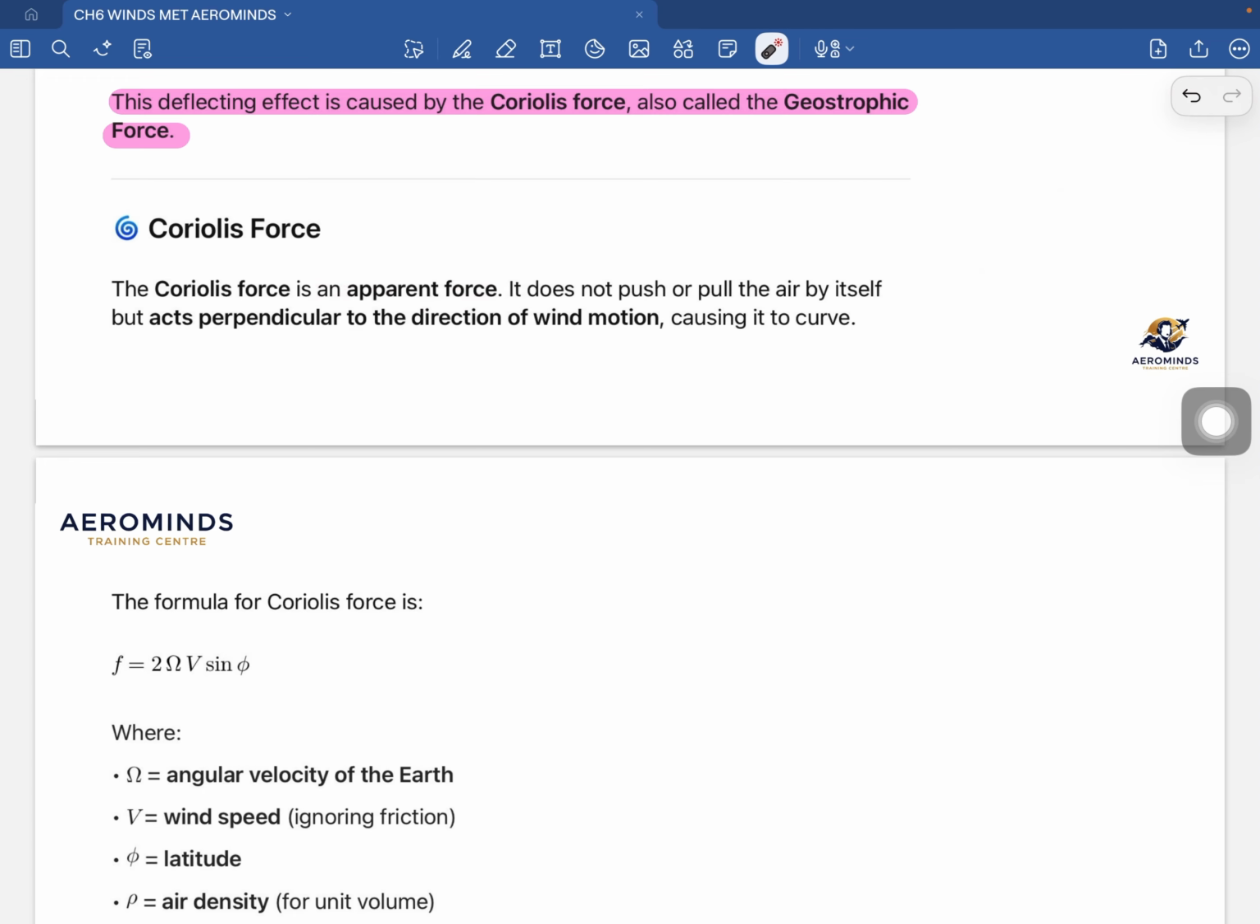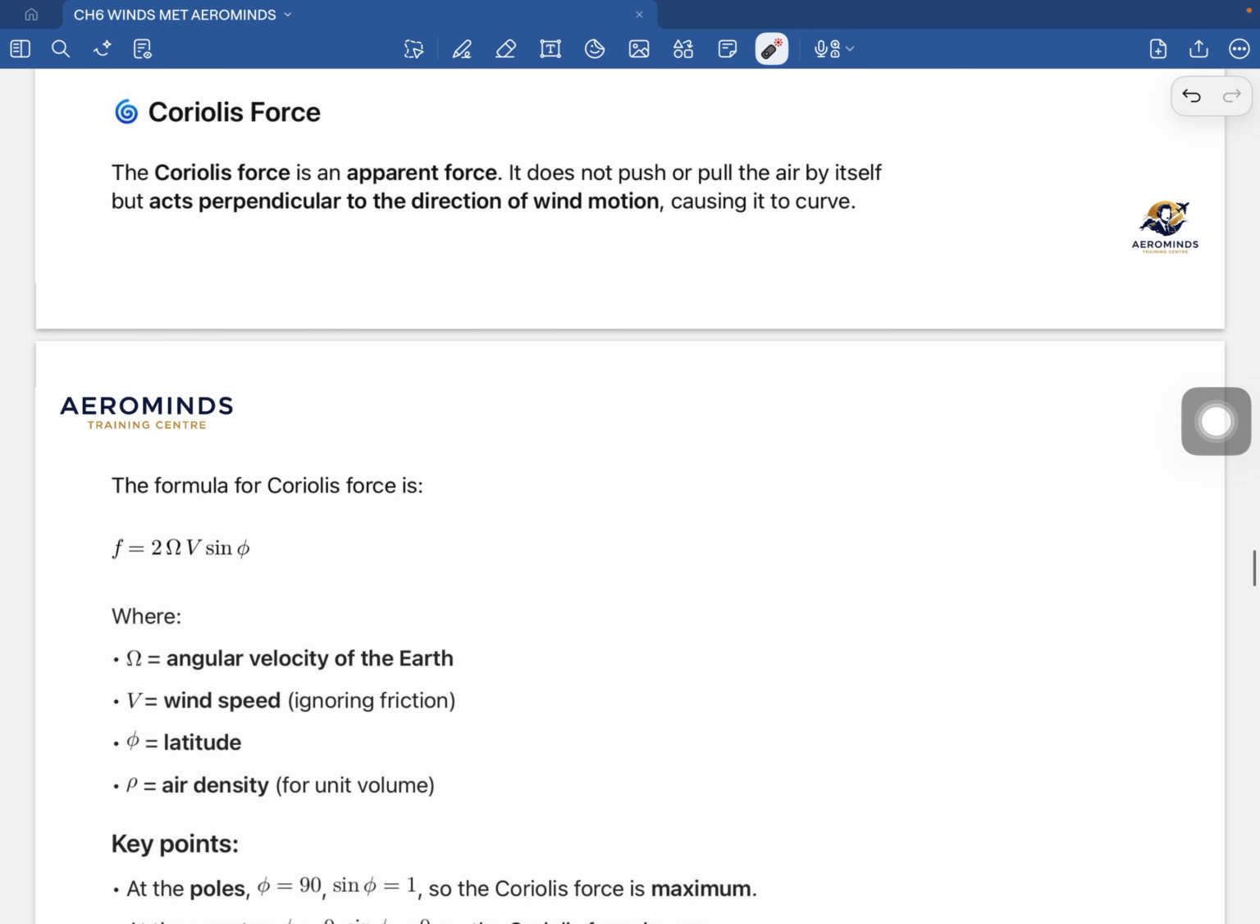And apparent basically means it appears to exist because we are observing the motion from the rotating frame, which is the Earth. Okay, now the Coriolis force acts at 90 degrees, which is perpendicular to the direction in which the air is already moving. Okay, it does not start the wind, it only changes the direction of the wind after it has started to move. Okay, now so remember this line clearly for your exam. Pressure gradient force starts the wind. Okay, and Coriolis force only deflects the wind.